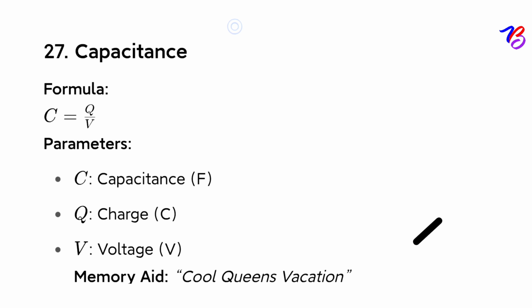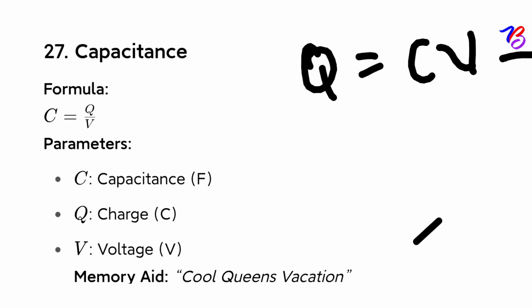Then very important, capacitance. Our C is equal to Q over V. Exactly. Or you can say Q is equal to CV, as in submitting your curriculum vitae, which is CV. Don't forget that. Our C is capacitance in farad, our Q is charge in coulomb, our V is voltage as given. So: C, Q, V, vacation. This gives us the concept of the formula for capacitance.